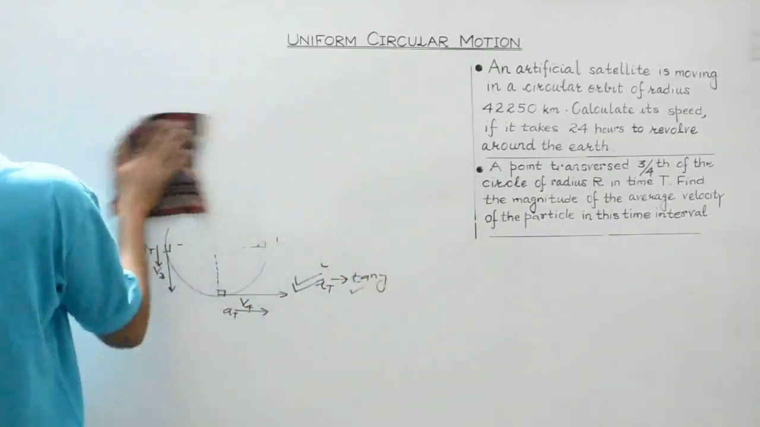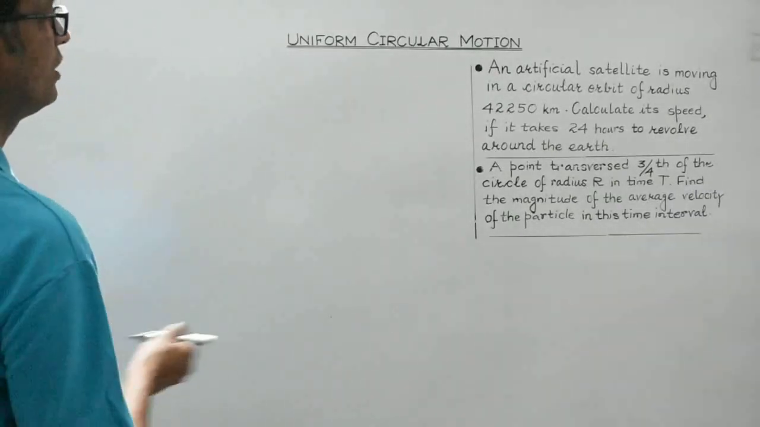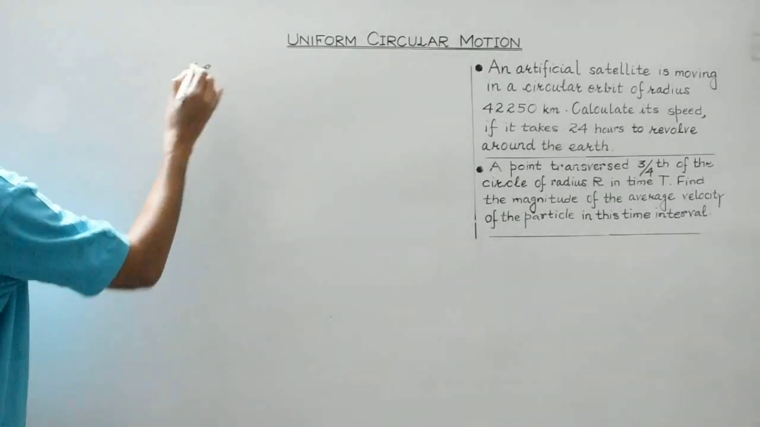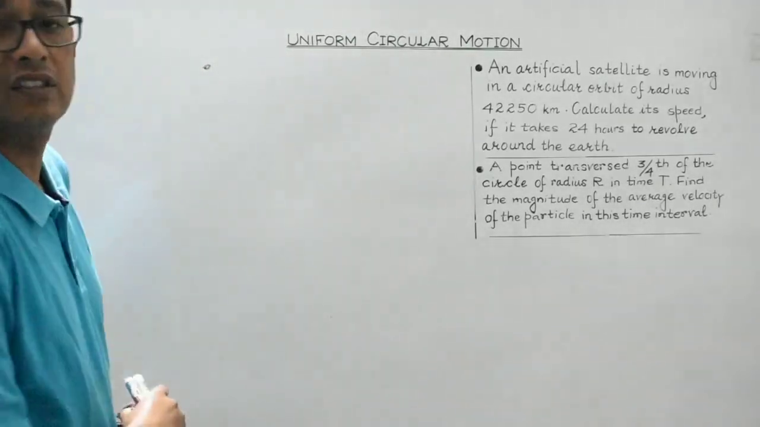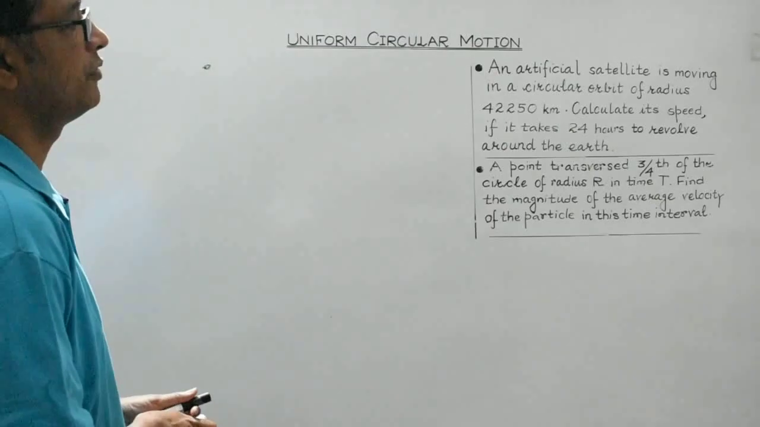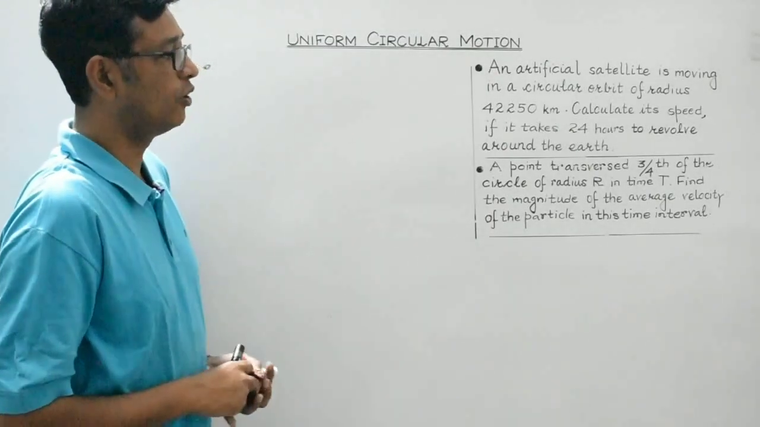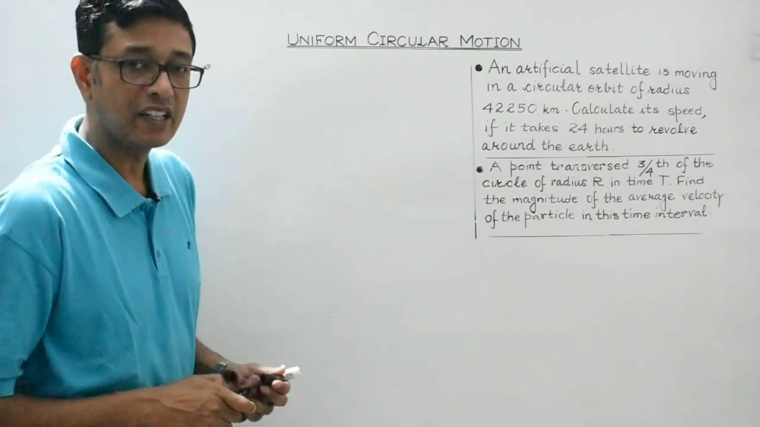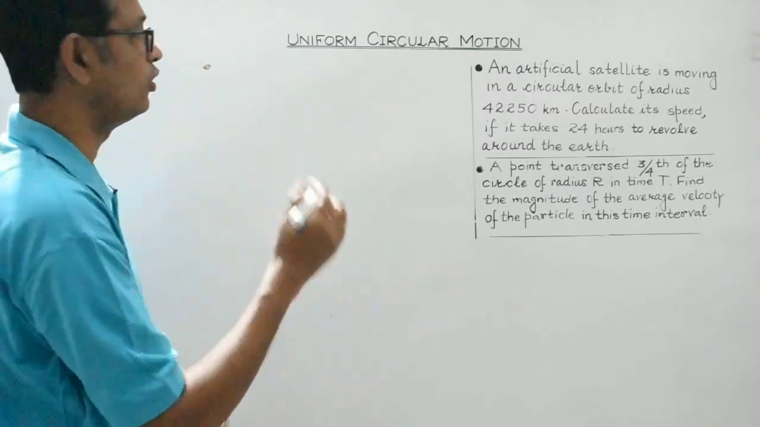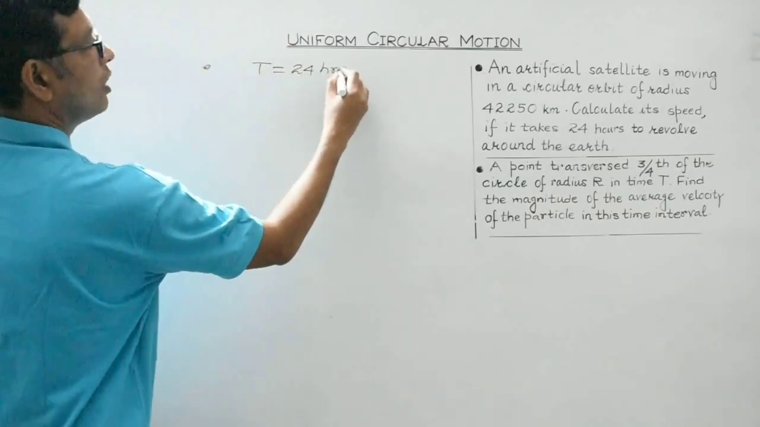Let's concentrate on these two numericals, students. The first question is quite simple, both the questions. An artificial satellite is moving in a circular orbit of radius 42,250 km. Calculate its speed if it takes 24 hours to revolve around the Earth. So what is the time period? Time period means time taken by the satellite to complete one revolution. So that is time period. So it is given to be 24 hours.